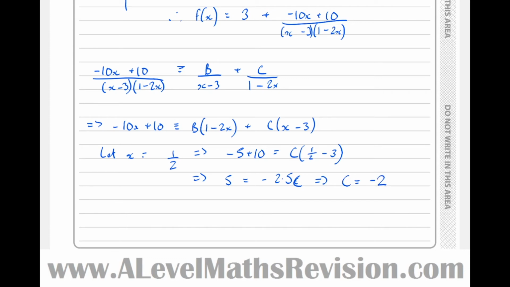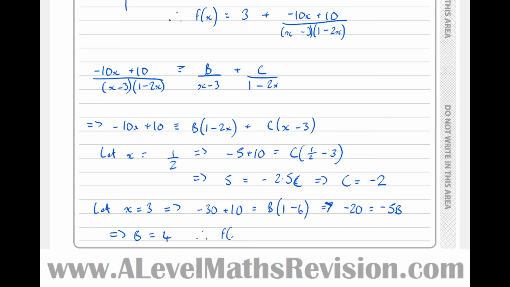Now let's sub in x equals 3. So let x equal 3, which implies that minus 30 plus 10 equals b 1 minus, and 2 lots of 3 is 6, which means that minus 20 equals minus 5b, which means that b equals 4.